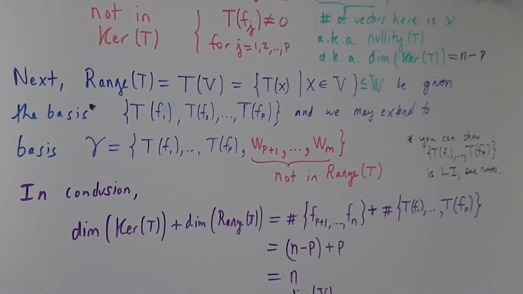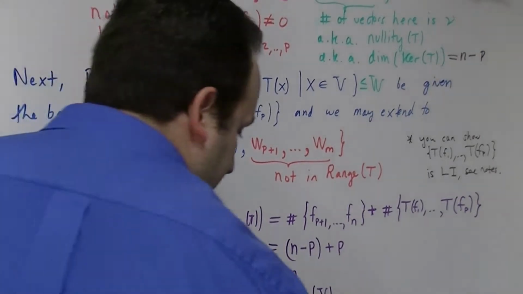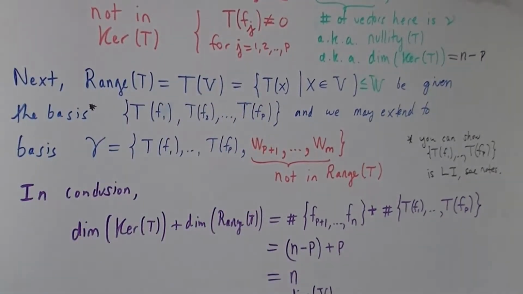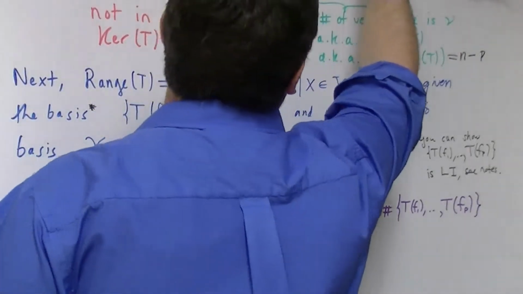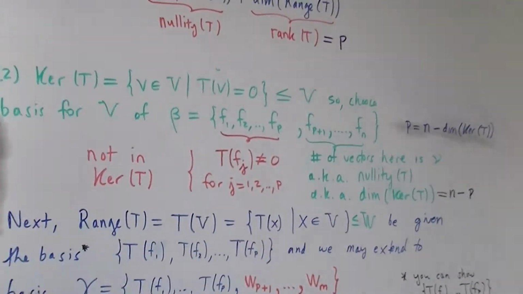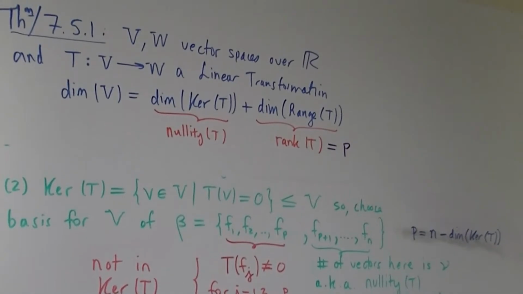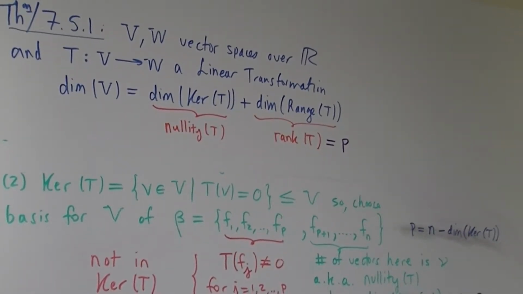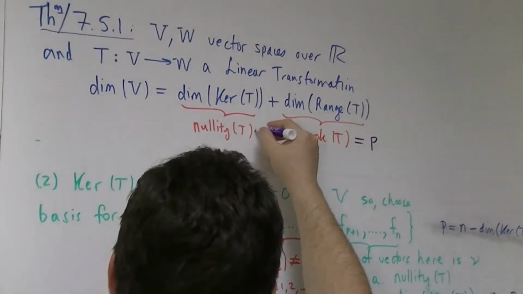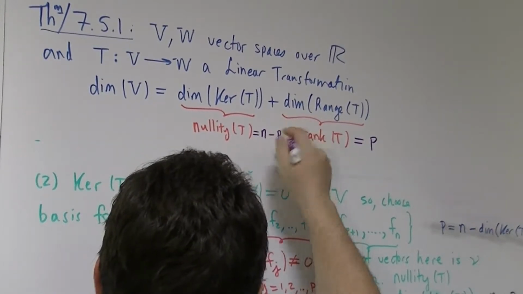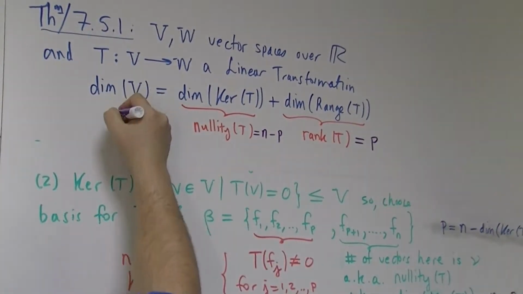Of course, p you should recognize as being what? In this proof, p is equal to the rank of T, in my notation at the moment. And the nullity would be n minus p while I'm at it. So of course when you add these, you get back n.